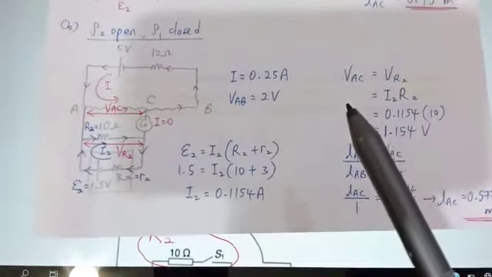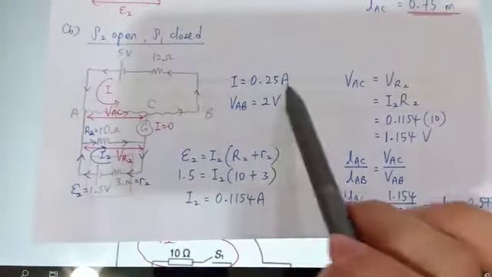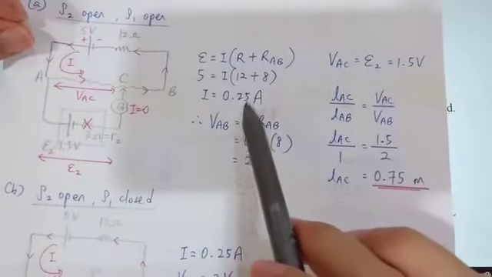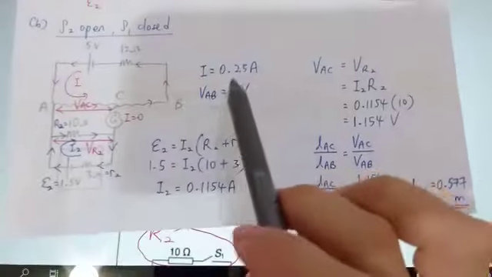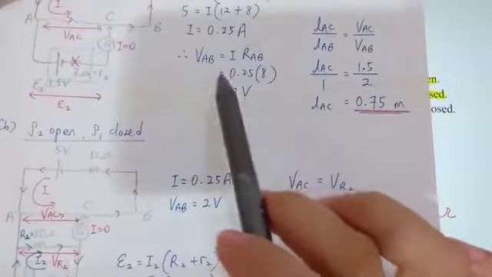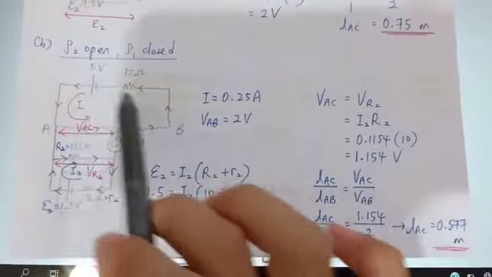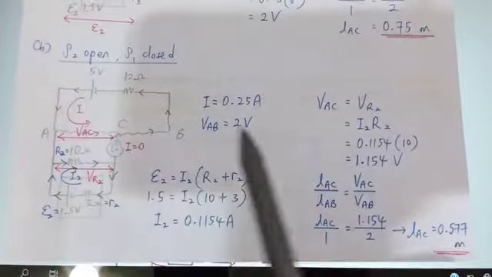So just now, the top circuit here, the current is still the same as before, 0.25 ampere. VAB is still 2 volt, same as before, because nothing changes here.